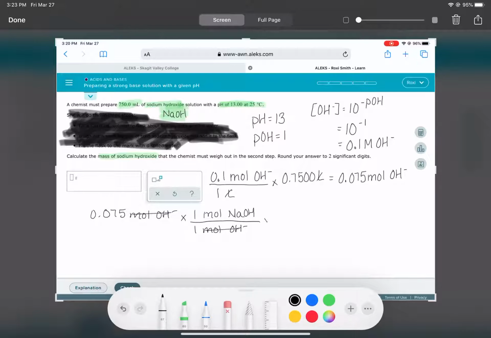And now all we need is the molecular weight. 23 plus 1 plus 16, 40 grams of NaOH per mole of NaOH. We need 3 grams.